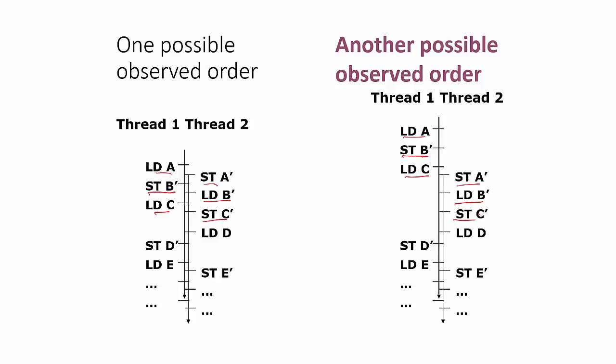But then again, there might be other orderings of the same loads and stores from each thread that do not lead to the same result. For instance, if the store of A would happen before load of A in thread 1, then this would get the new value of A.